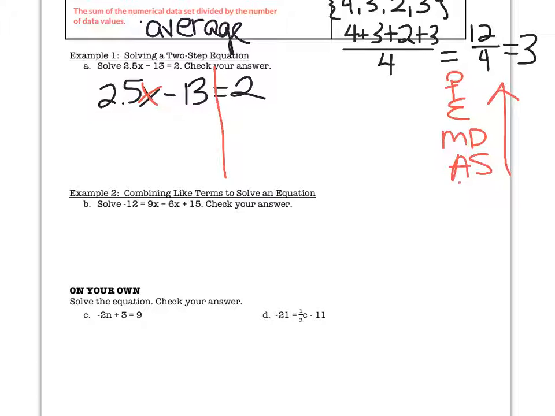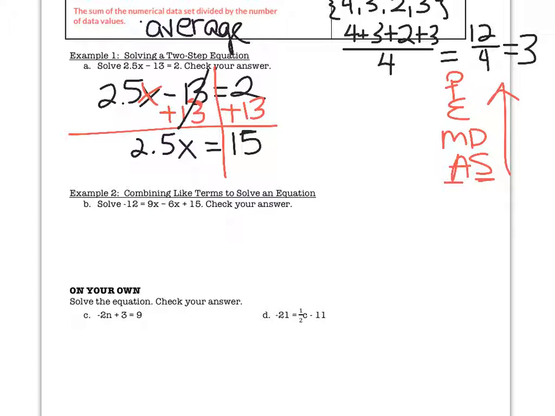So is anything being added or subtracted to x? And the answer is yes. We have this 13 that's being subtracted. So the inverse operation would be addition. But if we add 13 to one side, we'll have to add 13 to the other side. So that cancels the 13s. On the left side, we have 2.5x equals 15.